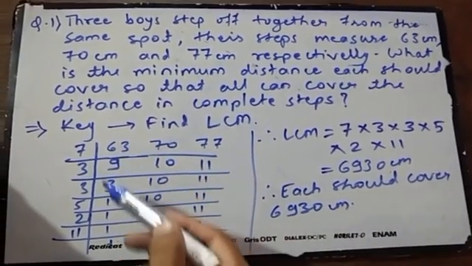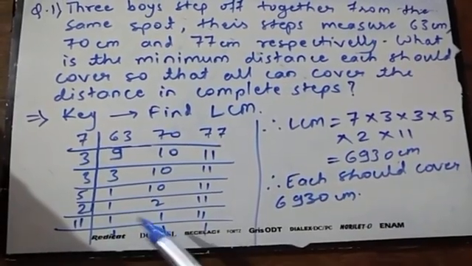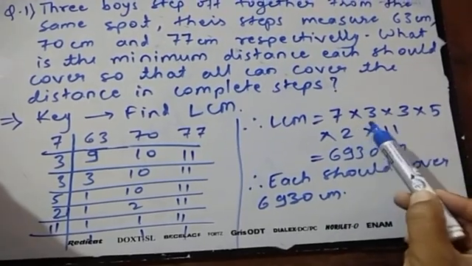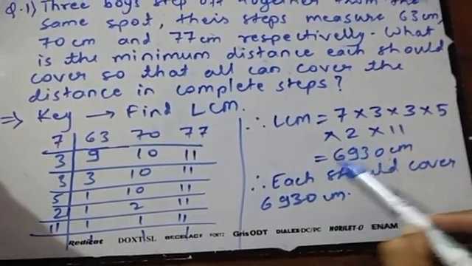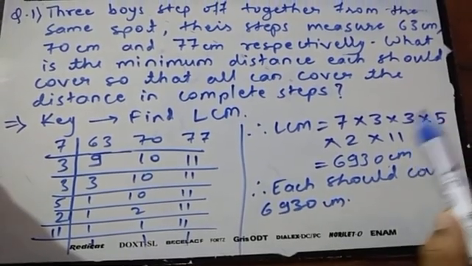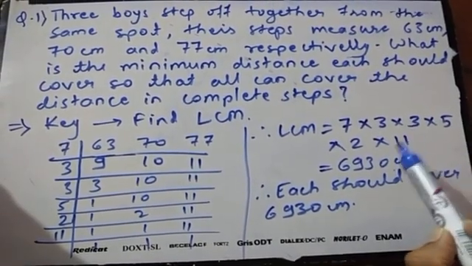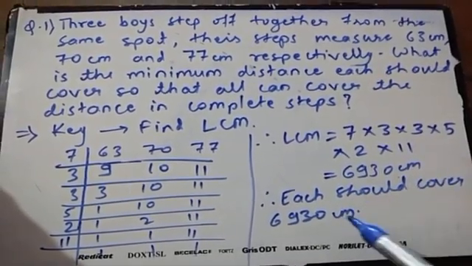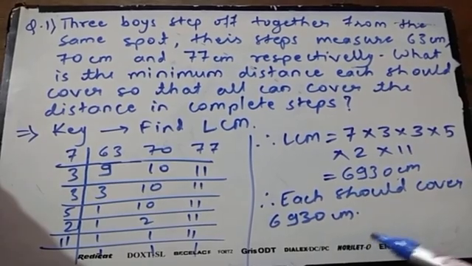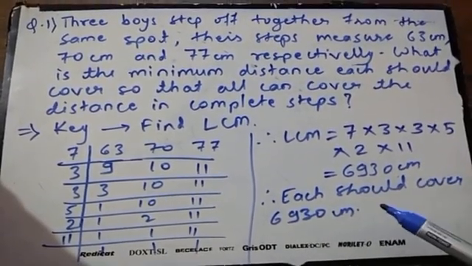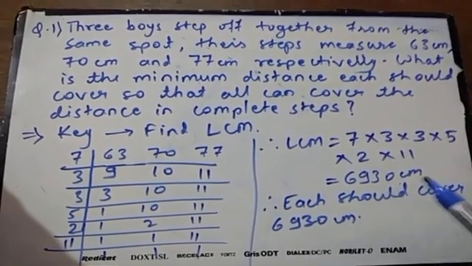Here, take the common prime factors and find the LCM using this method. We know this method very well. After getting the prime factors, write them down here and multiply them. What will be the answer? 6930 will be the answer, and therefore whatever LCM we got here is the distance that each should cover. Therefore each should cover 6930 centimeter so that all can cover the distance in complete steps. So the answer is 6930 centimeter.